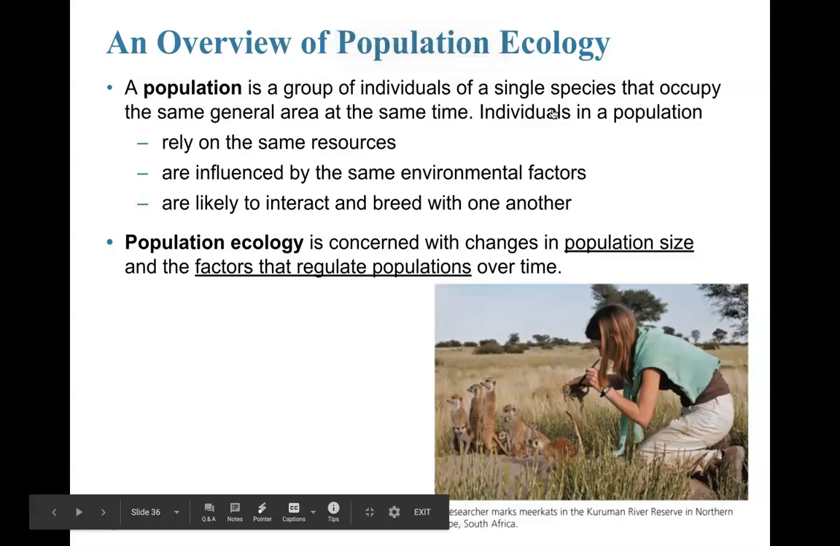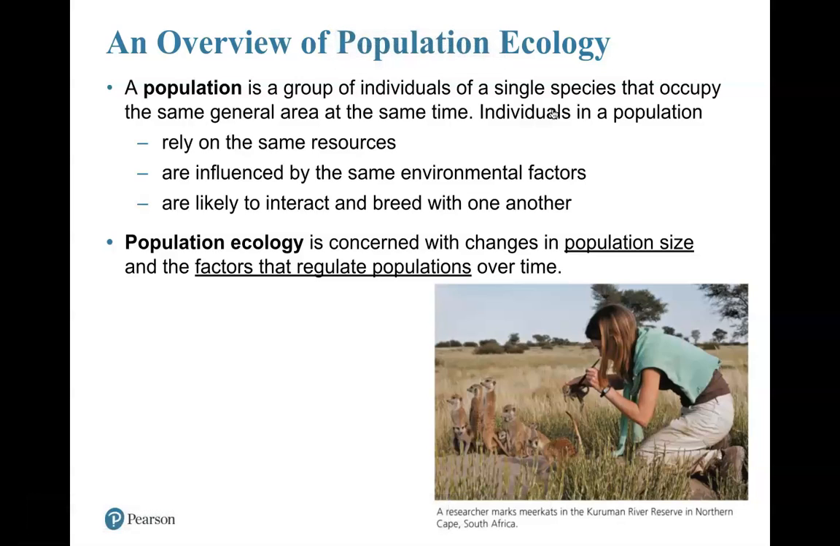So we call it a population as a group of individuals of a single species, only one that you're considering, that occupy the same area at the same time. So it's important to observe a population due to the resources that they use, environmental factors that might influence their behavior, their surroundings, and how they interact with one another and breed with one another. They are a species, so the interbreeding does take place.